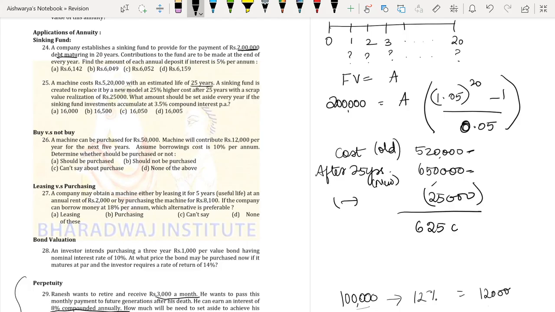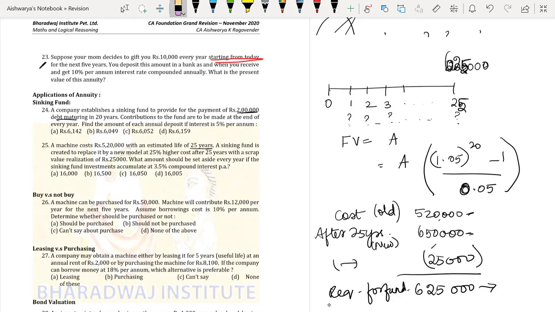At what percentage? 3.5 percent. So you will get 6,25,000 here and 1.035 whole power 25, minus 1, divided by 0.035. Same formula, just the numbers have changed. This calculation is the new thing about this particular question. Are we clear? So normally these days they are asking a lot of application oriented questions. So that is why sinking fund, these are the same concept, same formula, same calculation. Just that you have to translate it into this type. Sinking fund means mostly future value only.